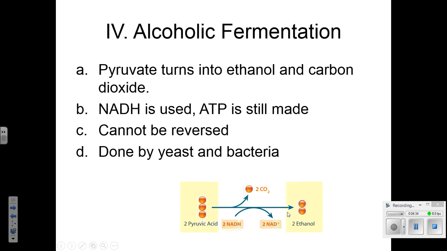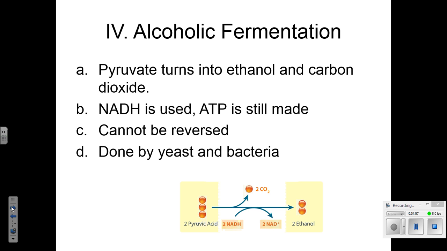But for bread products, this CO2 helps bread to rise. It's this gas that causes it to rise, so that we have fluffy bread. And the ethanol is cooked out of bread, so you're not going to actually be drinking ethanol when you eat bread. But that's what gives it that aroma when it's cooking too that everyone loves.